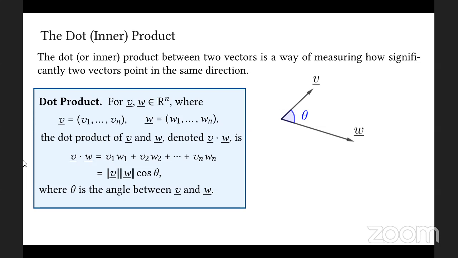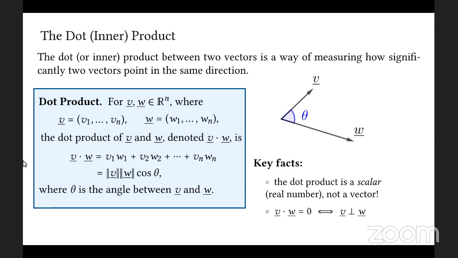And it's also this right here, the magnitude of V and W multiplied together times the cosine of the angle between them, okay? And then we have some key facts. So one, just to note here, we're adding up a bunch of real numbers. So the dot product is a scalar. It's just a real number. It's not a vector, okay?